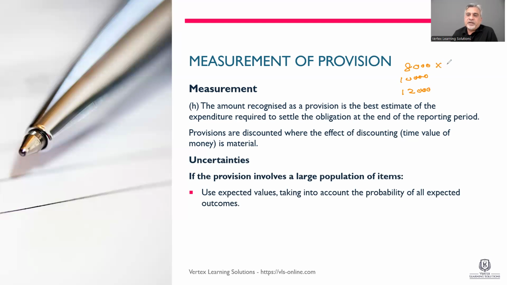And this has a probability of 0.4. This has a probability of 0.4. And this has a probability of 0.2 only. The sum total of probability should always be equal to 1. So that makes me 3,200. That makes me 4,000.